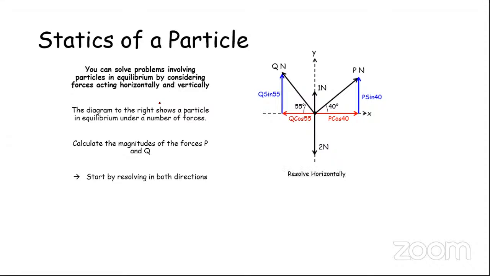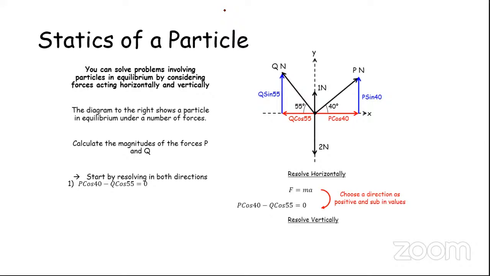So who can tell us the first step? First step, what are we doing? We calculate horizontally. But we said we begin by choosing direction, which is the positive. So we are going to get P cos 40 minus Q cos 55. We write that equation on the left-hand side because now we are going to have two equations.